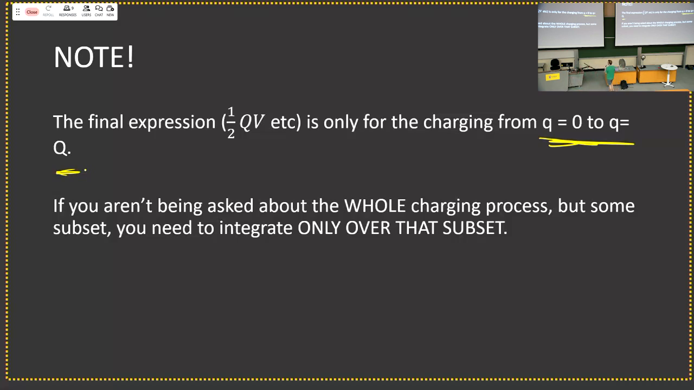If you get asked about a subset of the charging process, like from when it is half of its voltage to when it is full voltage or something like that, you have to do the integral over that subset. You can't just do it. Well, actually, you don't have to do the integral. You can just make substitutions, but please keep that in mind.